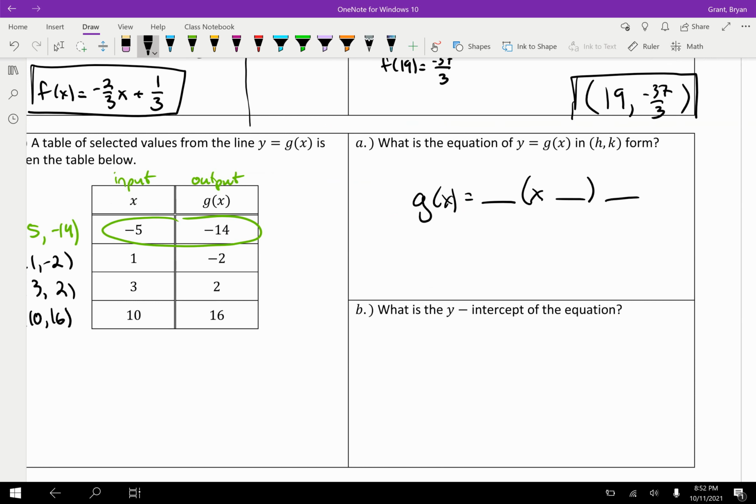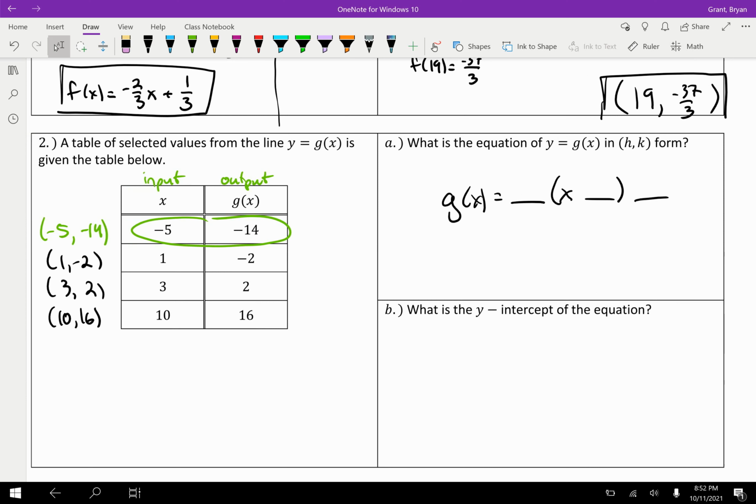Ready, set, go. Well, h and k isn't too bad. The hk is just any point you want, and you have 4 different points. What point do you want? Doesn't matter. I'll take 1, negative 2. Why not? Opposite of h plus k. That's negative 2 though, so let's just keep it as minus 2. And notice you do need those minuses or pluses in here.